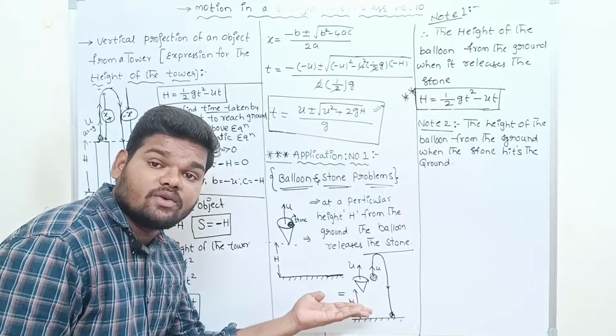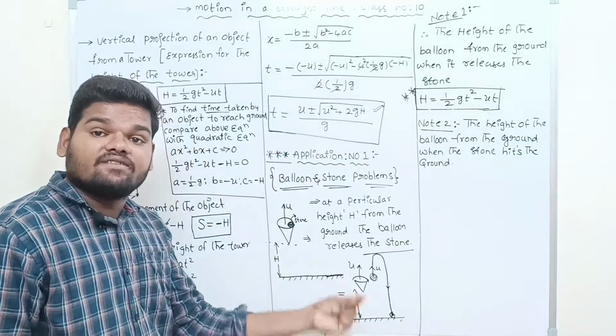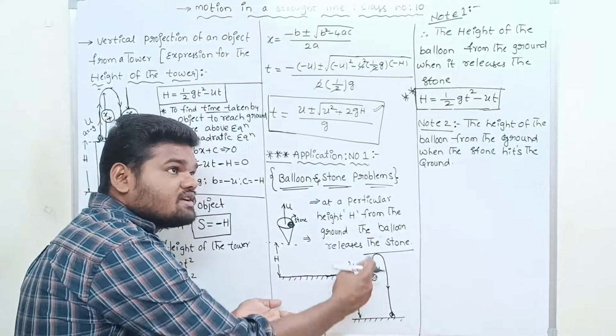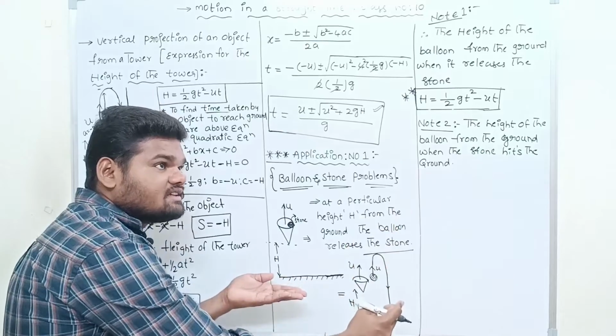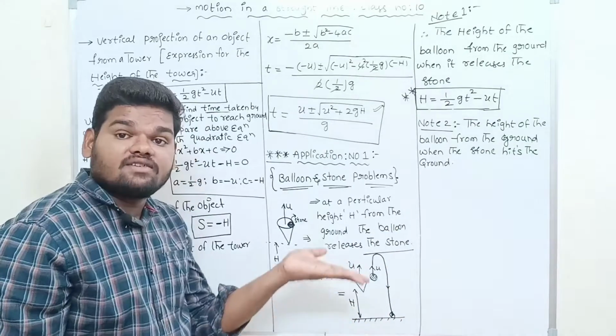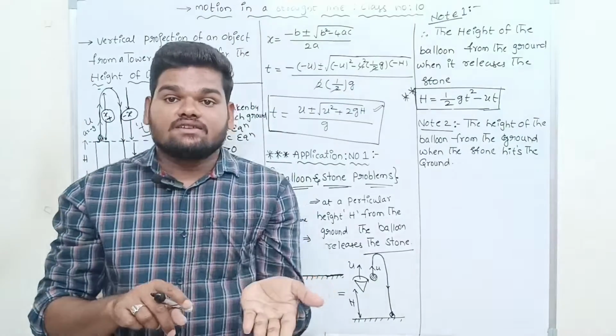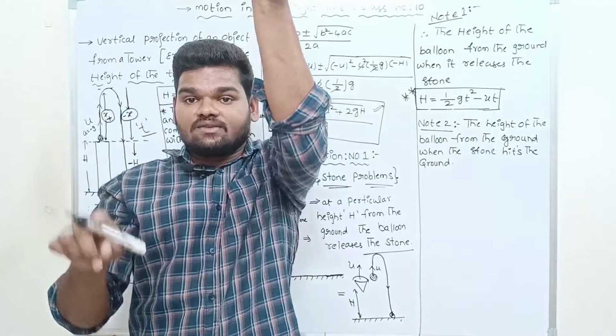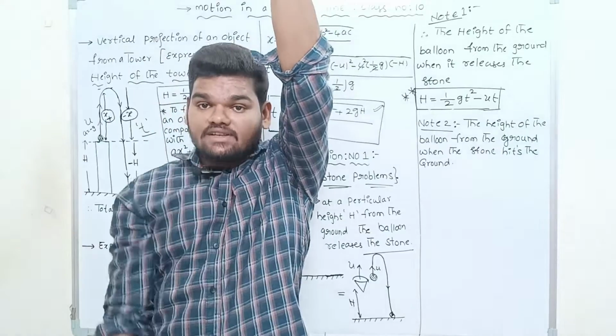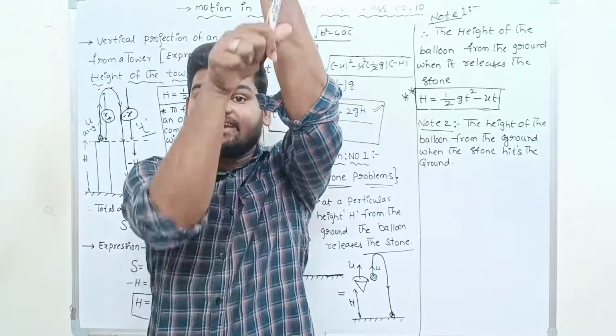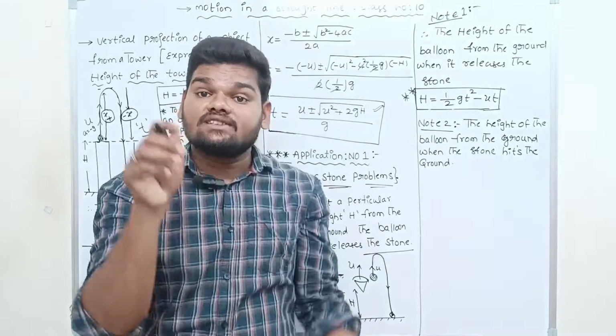Have a look. The balloon projects the stone in a vertically upward direction, and the stone moves like this and hits the ground. So the balloon is moving with velocity u, and the stone is also moving like this. When the stone hits the ground, the height of the balloon again increases.